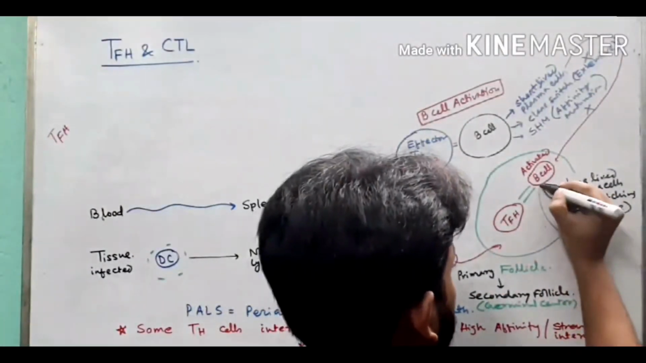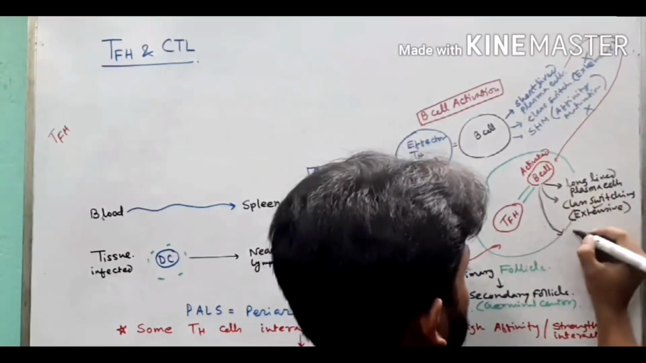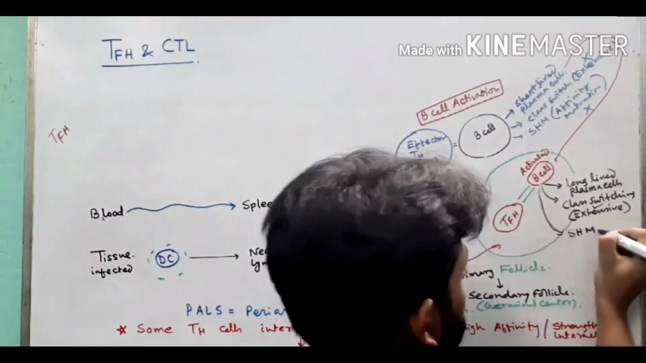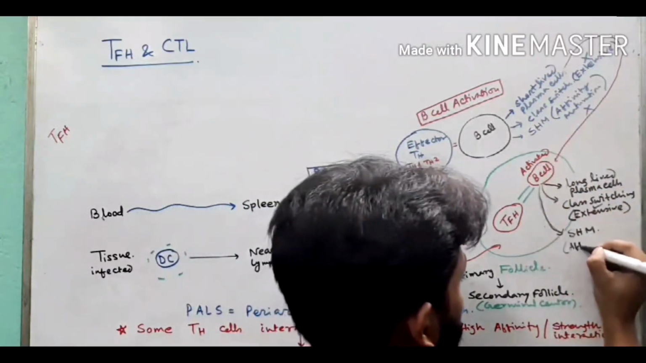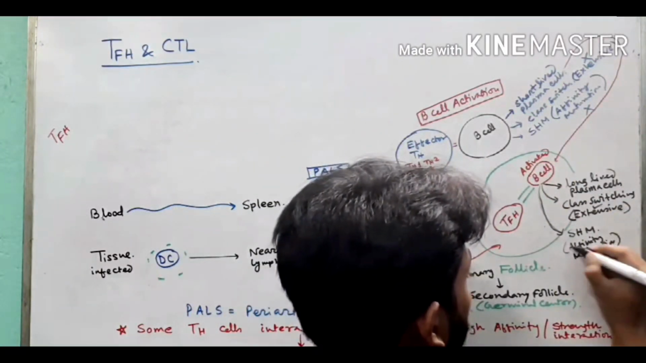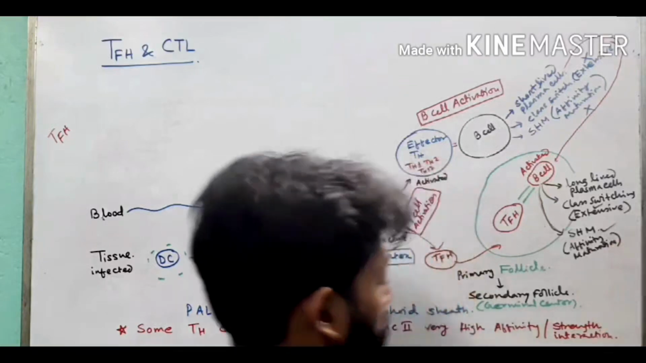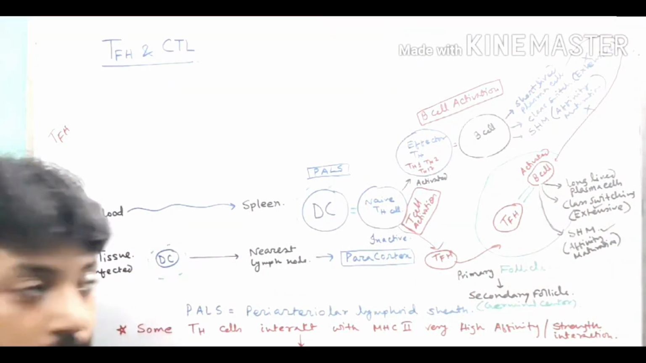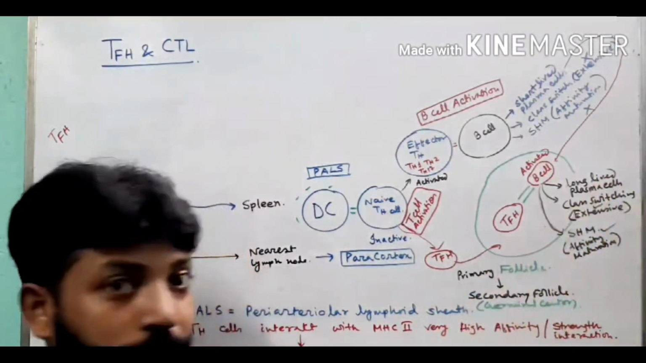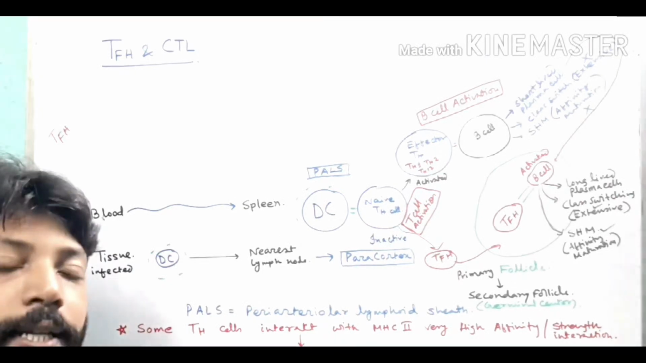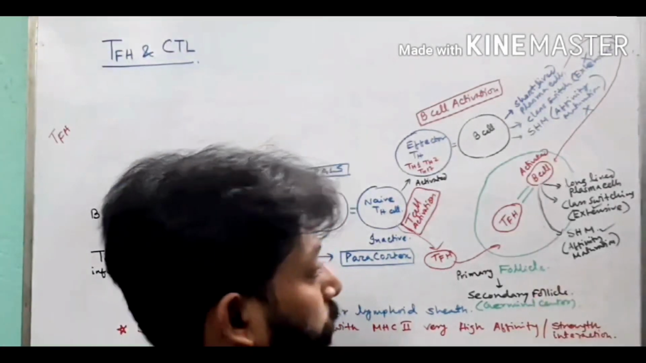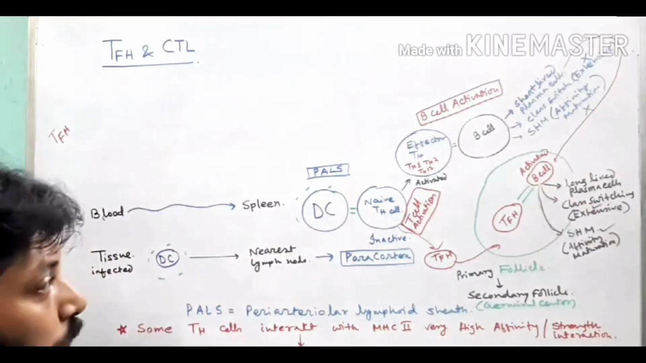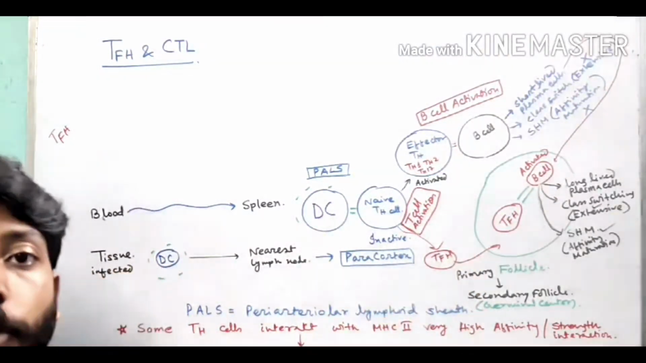Another thing that occurs is very important: somatic hypermutations. And for that reason, affinity maturation occurs. After affinity maturation, the antibody produced from these long-lived plasma cells can bind the same antigen, but with high affinity. That is called affinity maturation. So this is the effector function of T follicular helper cells.